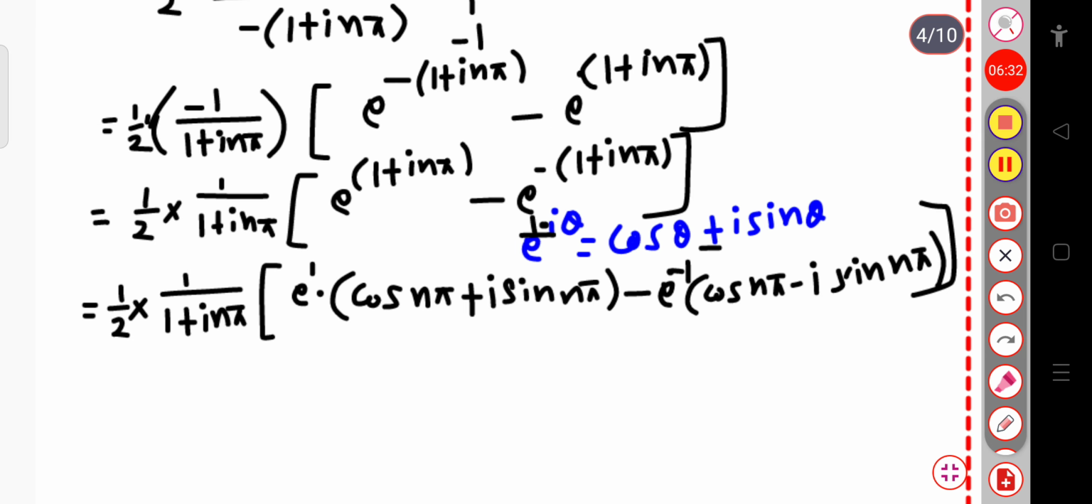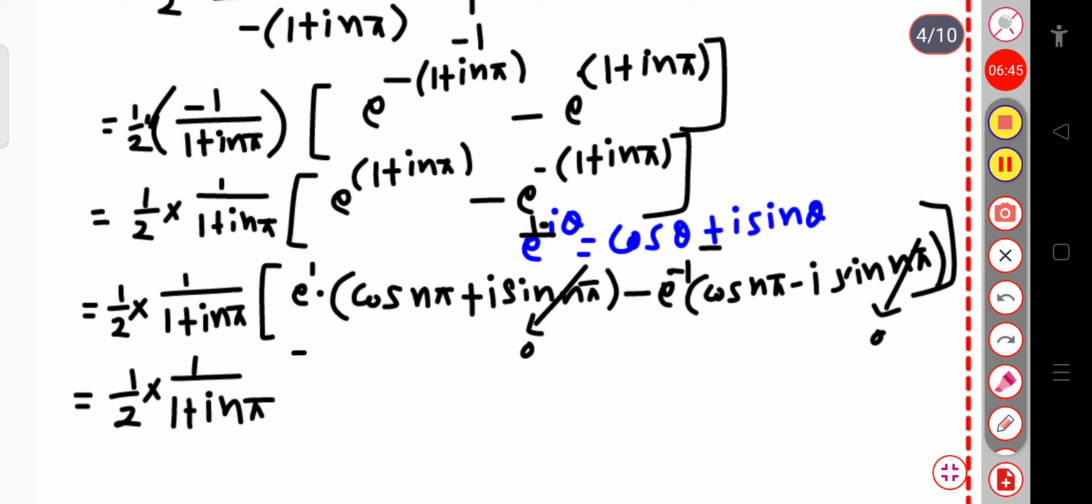Now if I put in the value, you know sin n pi is 0, and here also sin n pi goes to 0. So this is equal to 1 by 2 into 1 by 1 plus i n pi into e into cos n pi, and cos n pi value is minus 1 power n, minus exponential minus 1, which also has cos n pi, meaning minus 1 power n.